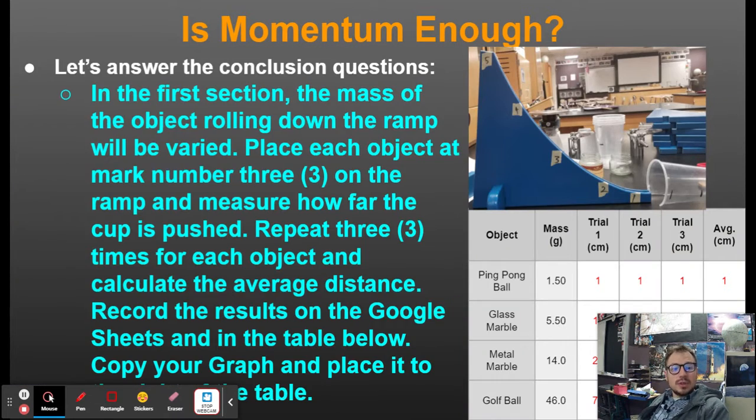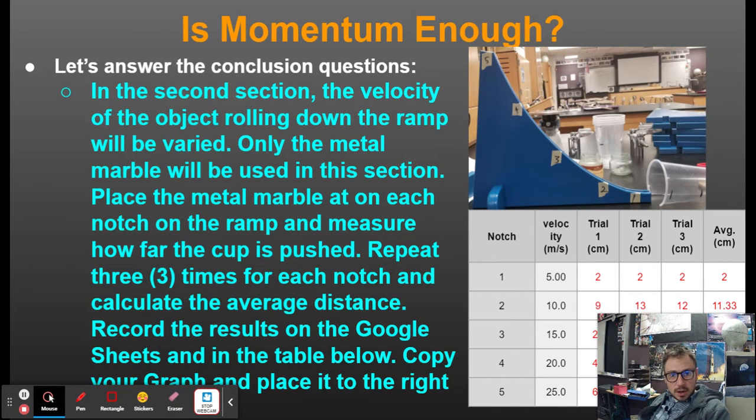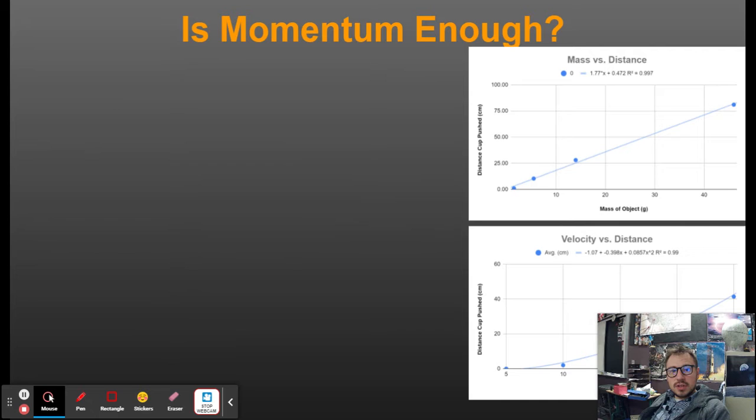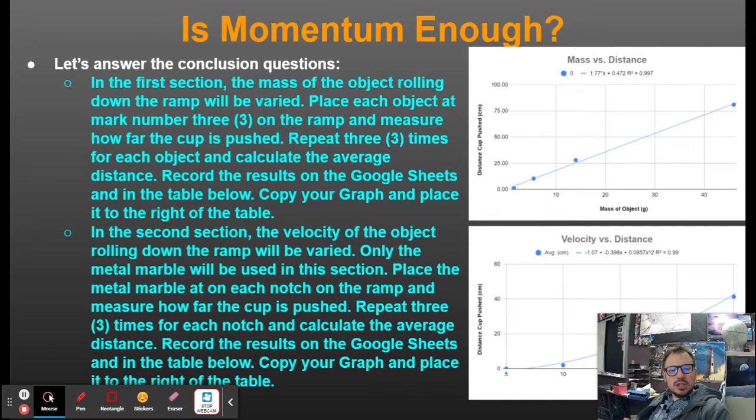In this lab, we rolled different objects down a blue ramp. In the first part, we rolled different objects of different mass from the same starting point, notch number 3, so they're all going the same velocity. In the next part, we rolled the same object, the metal marble, down each of these ramps, so we're only changing the velocity. And this is what we got.